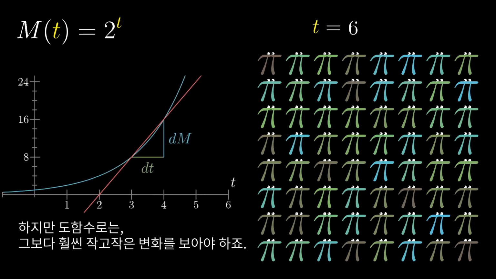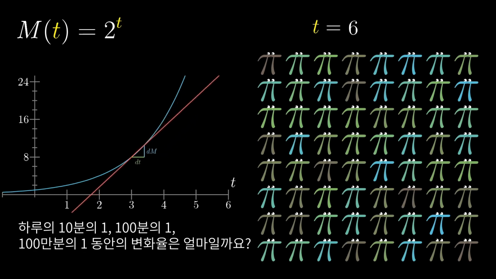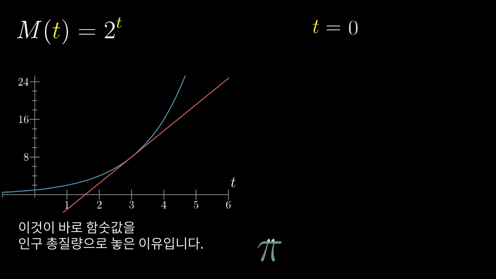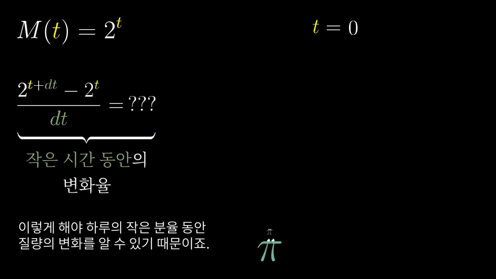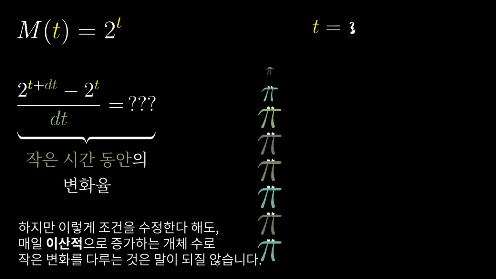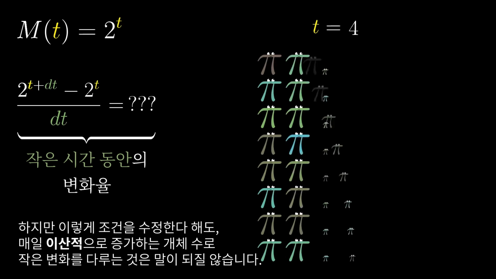But for the derivative, we need to ask what happens for smaller and smaller changes. What's the growth over the course of 1/10 of a day, 1/100th of a day, 1/1,000,000th of a day? This is why I had us think of the function as representing population mass, since it makes sense to ask about a tiny change in mass over a tiny fraction of a day, but it doesn't make as much sense to ask about the tiny change in a discrete population size per second.